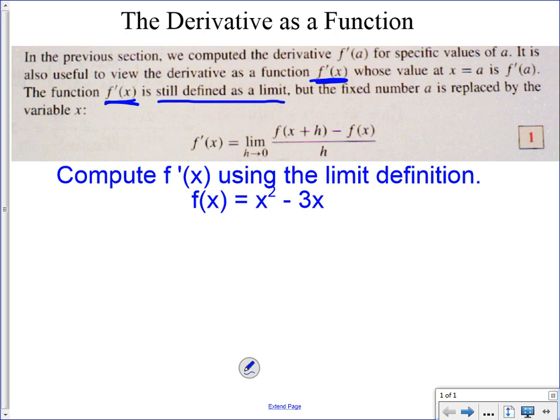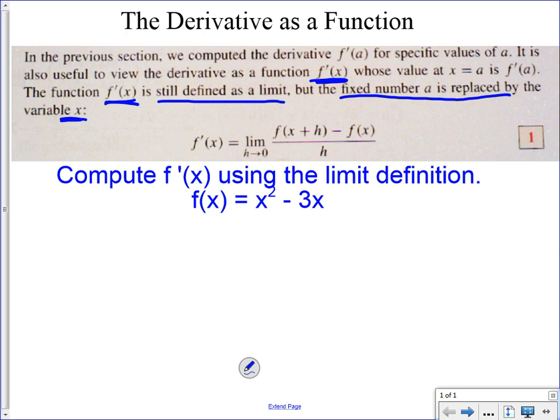So hopefully this looks familiar. But the fixed number a is just replaced by the variable x. So we get this definition of the derivative: f prime of x equals the limit as h approaches 0 of f of x plus h minus f of x all over h. So again, you're just replacing a with x. All right, let's look at an example.